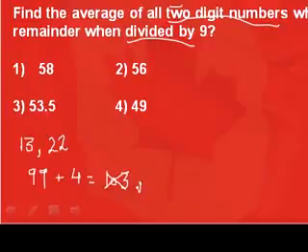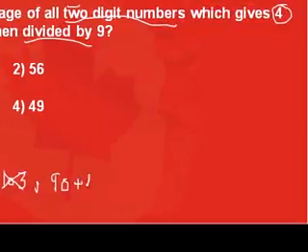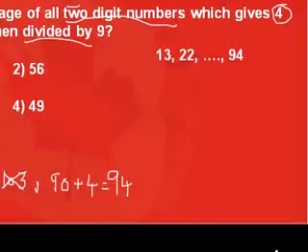Now to go one step back, we subtract 9 from 99. So the second last number divisible by 9 and a 2-digit number is 90. So if I add 4 to it, the number would be 94. Hence, the last number in this series is 94. The first number in the series is 13.